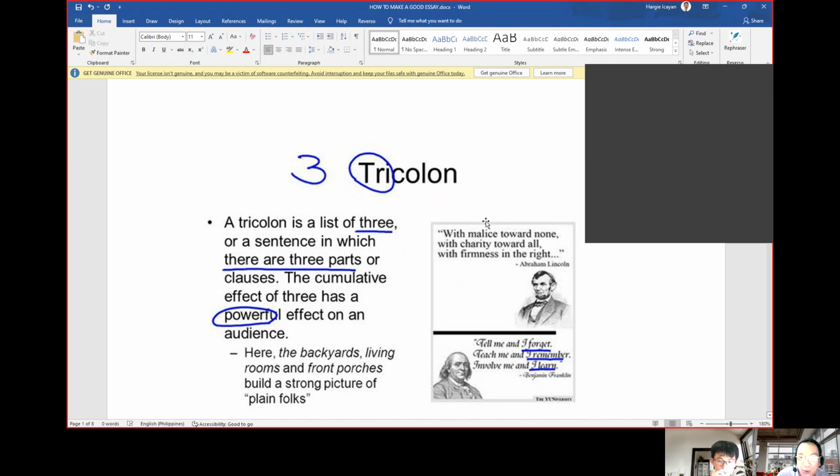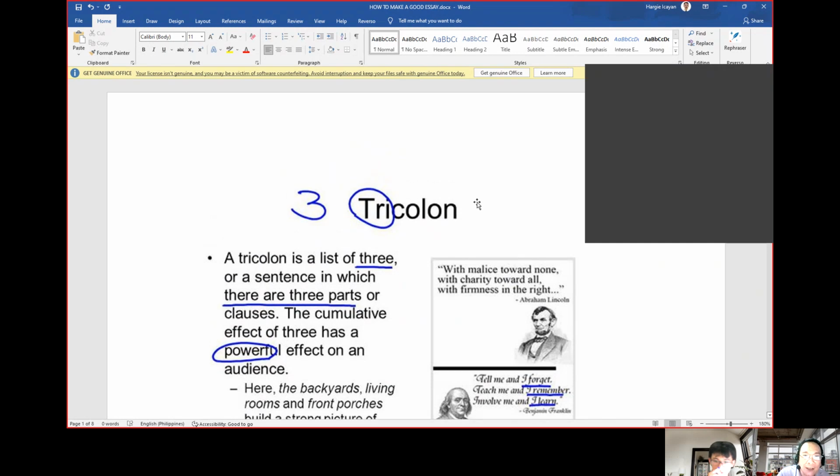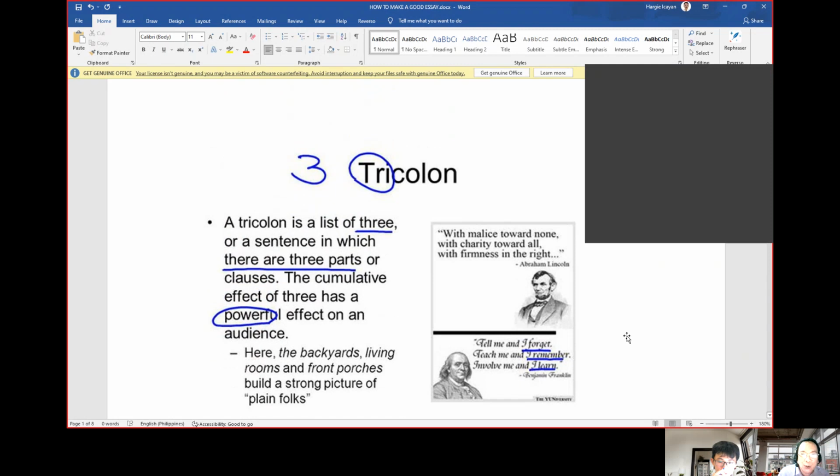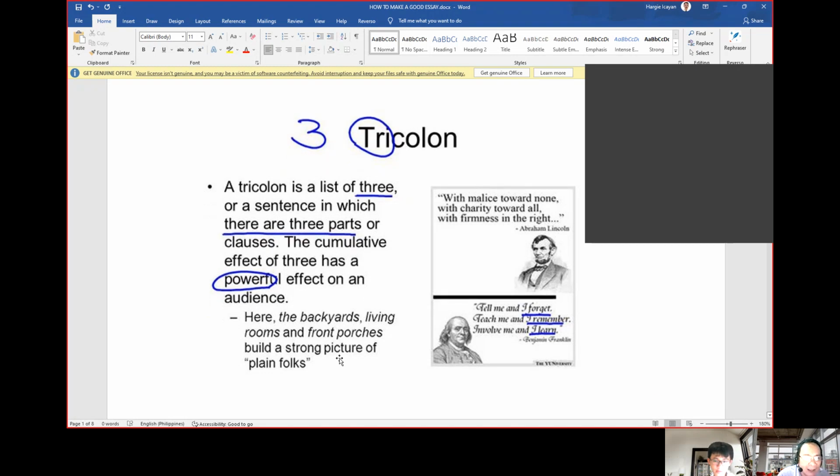Okay. So we have the so-called tricolon or three-colon. So when you say tricolon, tri means three. Okay. So in making an essay, we can make this so that our essay could be more beautiful to the reader, or to the audience, by using the so-called tricolon. So again, from the root word tri, meaning three, okay? So what's the example of this one? For example, if you're going to make here the backyards, colon, the backyards, colon, living rooms and front porches build a strong picture of plain folks. So you can put colons here. Colons. Yes.